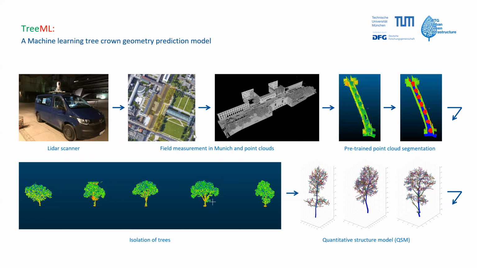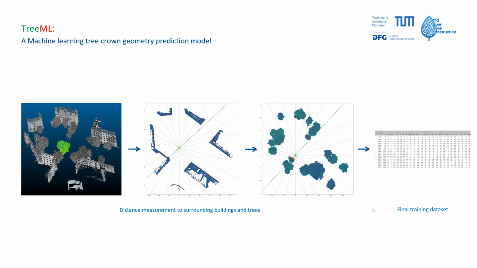Next, we generated a point cloud segmentation model to separate the tree, building and other points, and isolated the trees into individual point clouds to generate the quantitative structure model of the trees using the cylinder fitting method. After that, we measured the distance to the surrounding trees and buildings as well as the height to create the training data set here. This data set can then be used to train the tree crown geometry prediction model based on the surrounding objects.